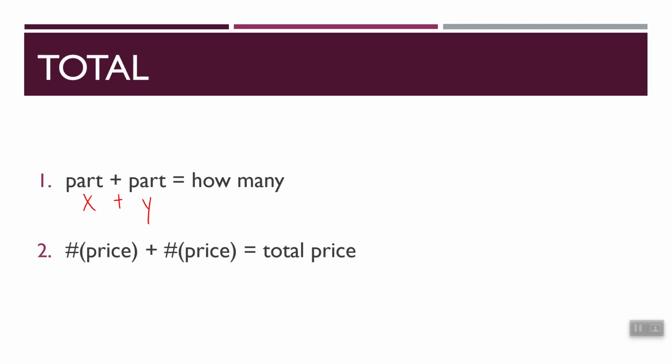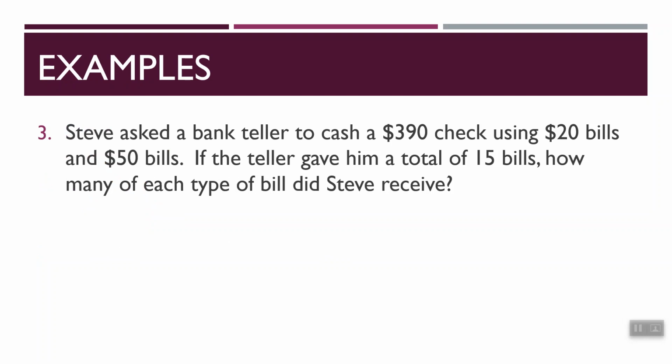And then the second equation will be another price type of equation where we know how many of one plus how many of the other, and we know the total price. So Steve asked a bank teller to cash a $390 check using $20 bills and $50 bills. If the teller gave him a total of 15 bills, how many of each type of bill did Steve receive? So we're talking about 20s and 50s, and we're trying to figure out how many he got.